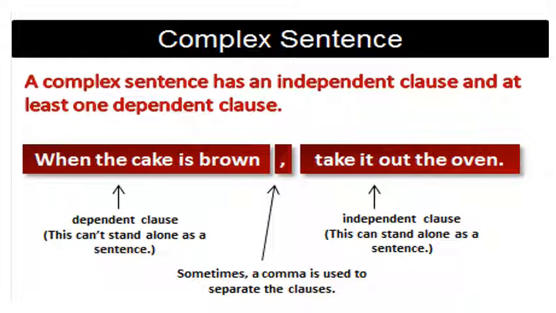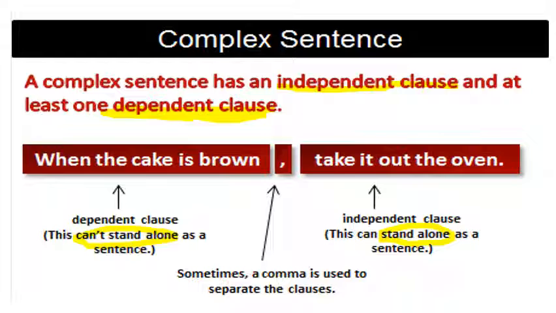Just a refreshment for your memory, we said that complex sentences consist of 2 types of clauses. One of them is an independent clause, and the other is a dependent clause. At least one dependent clause and one independent clause. We also said that an independent clause is the clause that can stand alone without a need for completion, whereas a dependent clause is the clause that can't stand alone in the sentence, which means that it needs a completion.